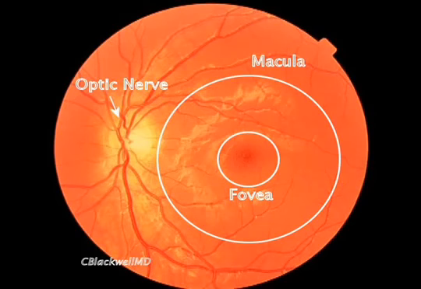On the left, the arrow points to the optic nerve. You can see arteries and veins branching out from the middle of the nerve. The rest of what you see is the center part of the retina. The outer white ring denotes the macula, the part of the retina responsible for good central vision. The inner ring denotes the fovea, which has the best fine detail vision.